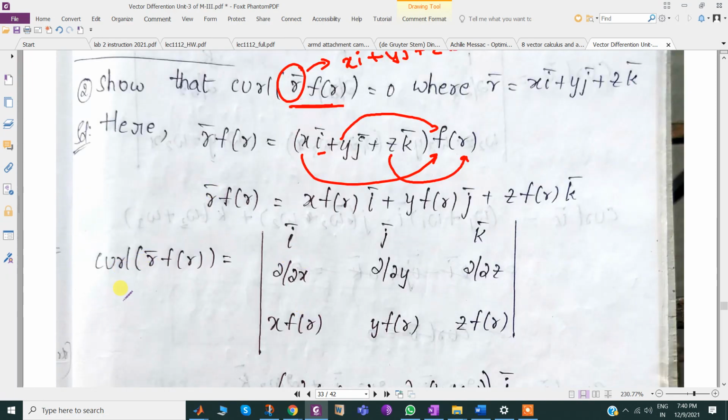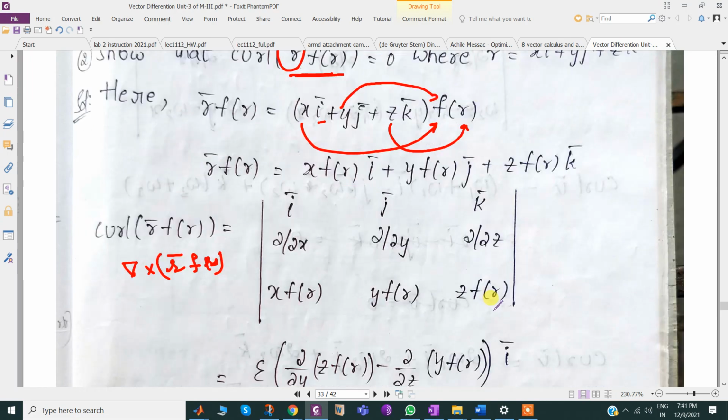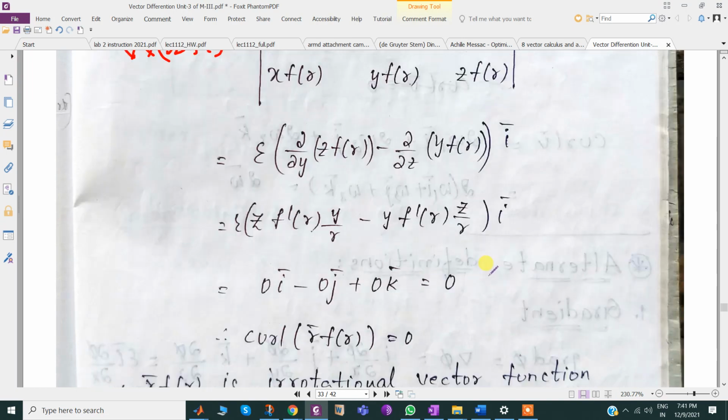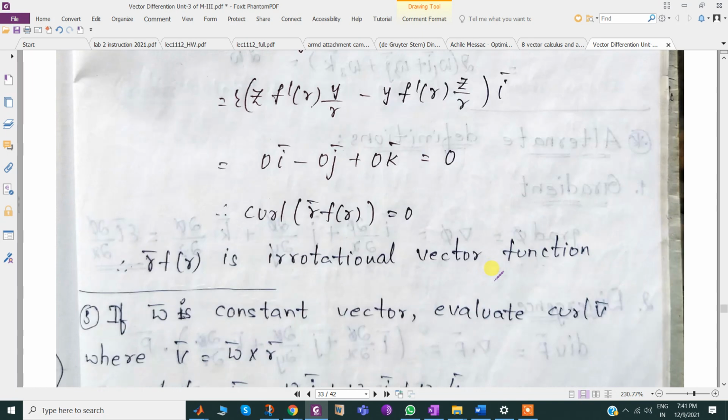Curl means I may write this is del cross r̄ f(r). First vector del: ∂/∂x, ∂/∂y, ∂/∂z. Second vector r̄ f(r), so here the i̅ coefficient is x f(r), y f(r), z f(r). Only simplification is needed. If you simplify with the same logic, I may get the curl value as 0. I believe that you may try this. If not, we may explain, no issues in that.